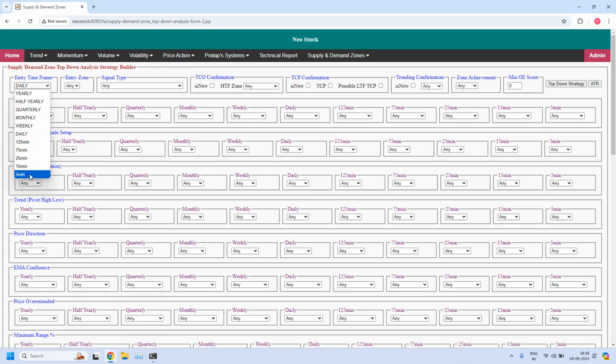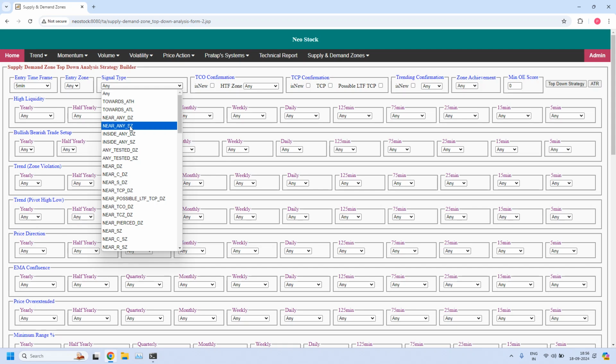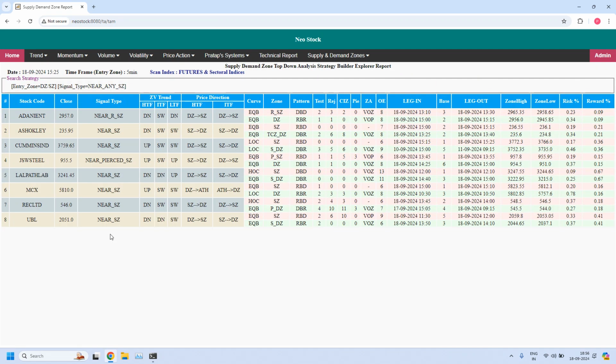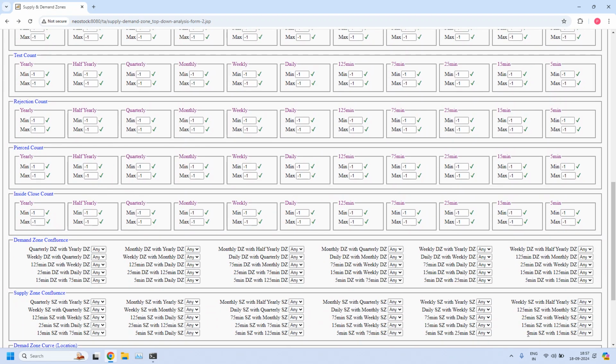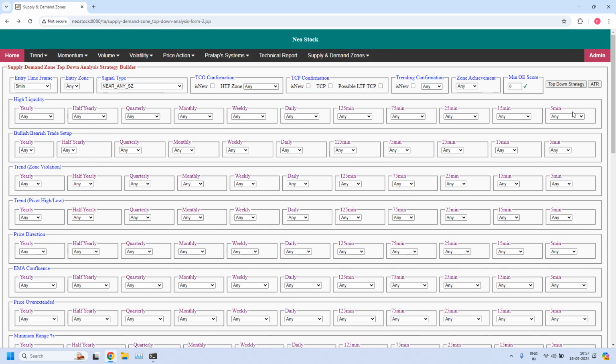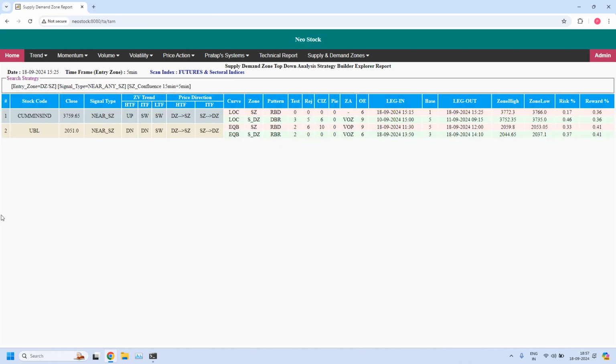Okay, next for 5 minutes time frame, let us find the stocks near 5 minutes supply zone. 8 stocks are filtered. Now let's verify how many of these stocks are having ITF confluence. That is 5 minute supply zone and 15 minute supply zone confluence. I'm enabling the filter, 5-minute supply zone with 15-minute supply zone. Now let's verify. So 2 stocks. So these 2 supply zones are having confluence with 15-minute supply zone.